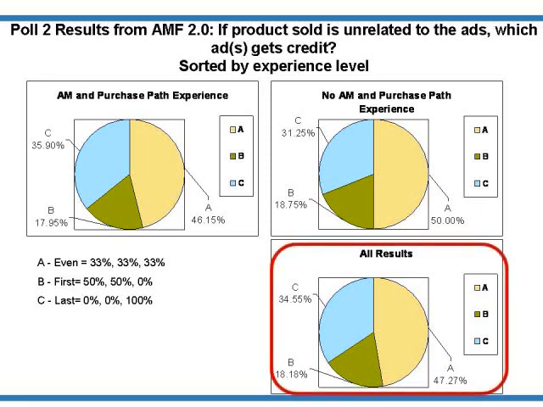About half of everyone in both experience groups felt that giving all the credit to the last search was the best answer. This is somewhat different from the answer submitted during the first forum, when most of the audience agreed crediting a branded term at the end of a path was incorrect.